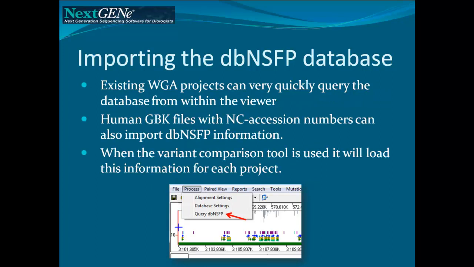Projects that have already been run, or projects that are aligned to human GenBank files, can be queried from within the viewer. When the variant comparison tool is used, it will load the dbNSFP information that is associated with each project, no matter if it has been queried automatically or manually.